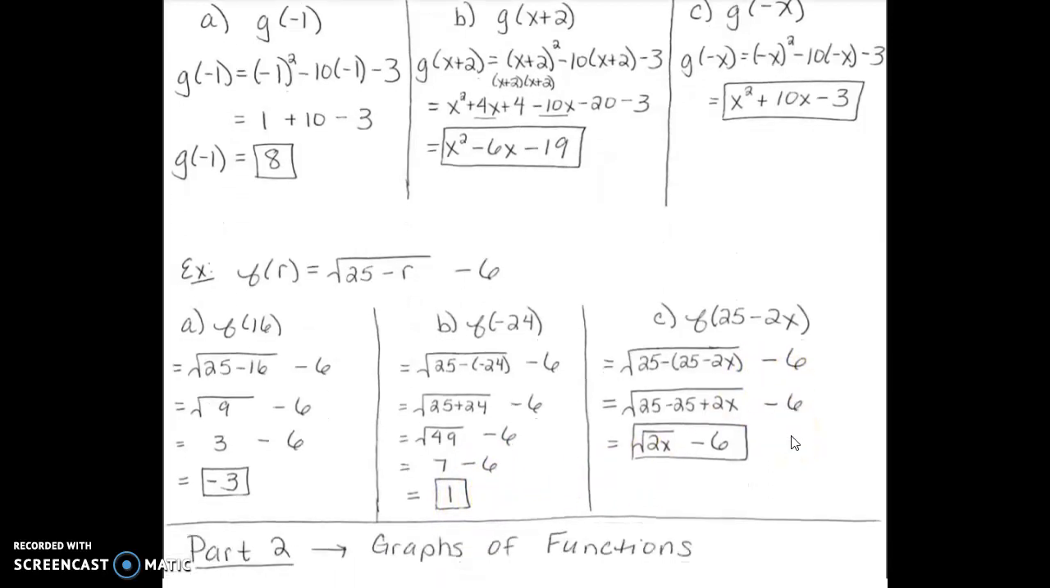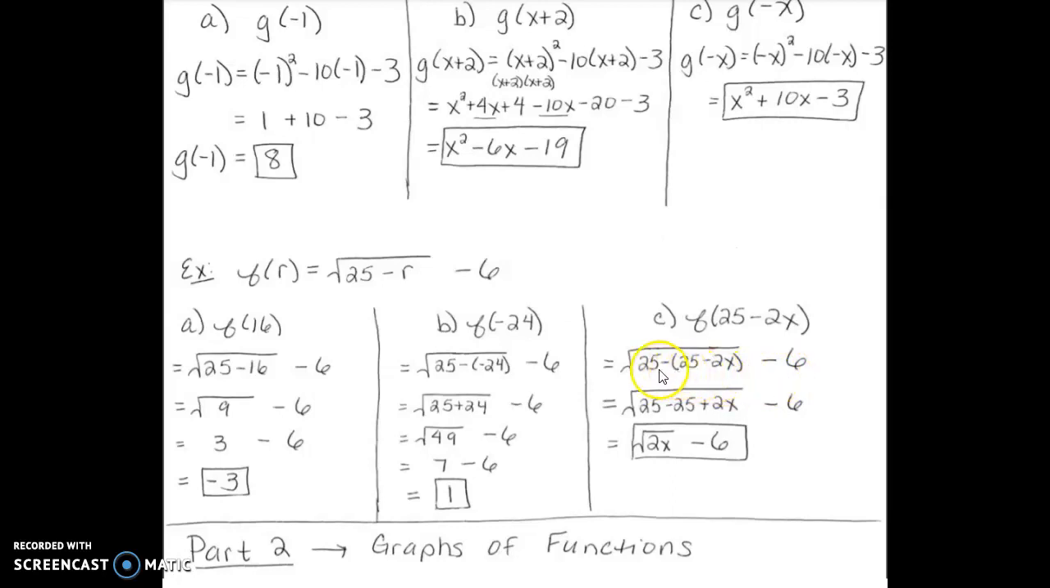And then again, part C, we're plugging in an expression. So 25 minus 2x is replacing r. So the square root of 25 minus, we substitute 25 minus 2x in place of r. And you have to be very careful here since you're substituting in this entire expression, and before the r is a minus sign, you must put that expression in parentheses or else your simplification is going to be incorrect. And then follow it with the minus 6.